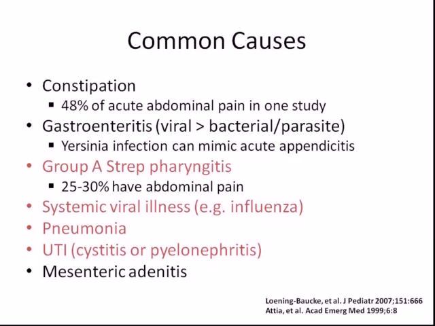So what are the most common causes of acute abdominal pain in children? Well, it depends on the study, but constipation can constitute as much as 48% of acute abdominal pain in the office setting. Other common causes include gastroenteritis, mesenteric adenitis, and all of the etiologies here that I've highlighted in red, including group A strep pharyngitis, systemic viral illnesses, pneumonia, and urinary tract infections. I've colored them in red because they're non-GI etiologies of abdominal pain, but still quite common.